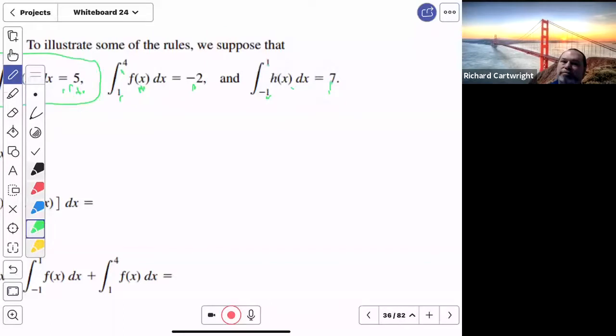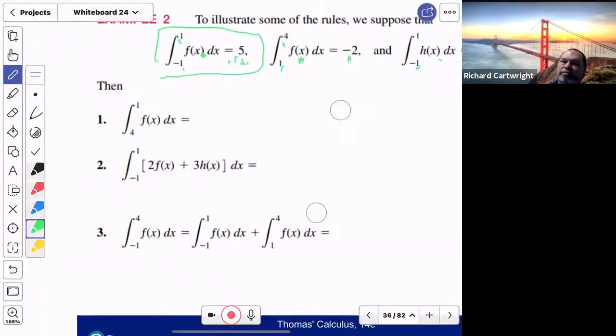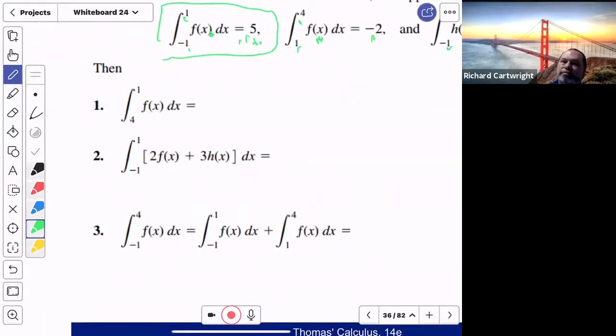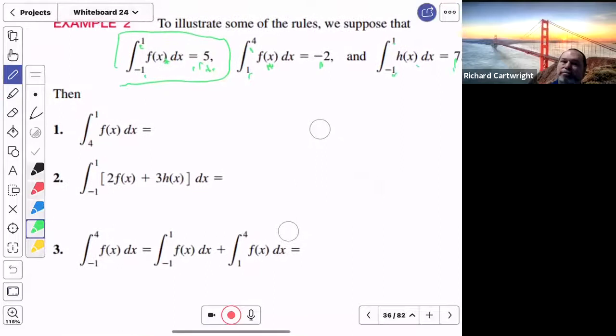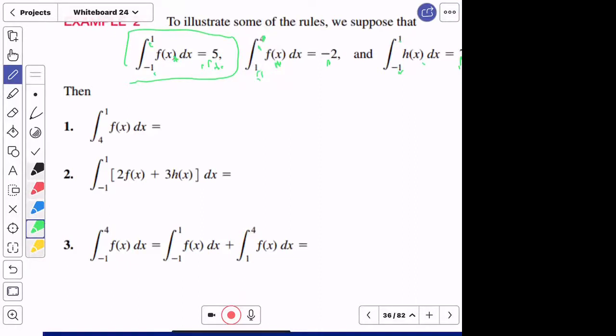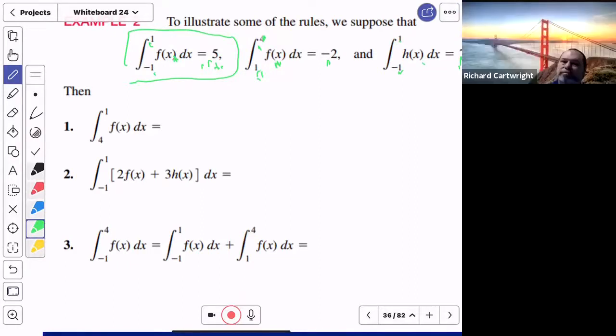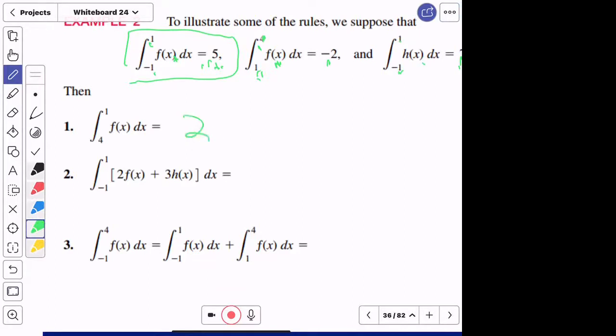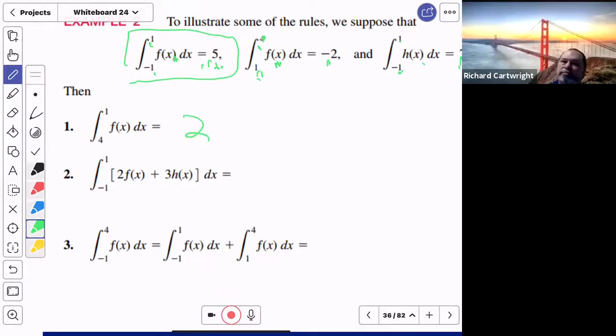So using those rules, how would I do the integral from 4 to 1 of f? That's 1 to 4. So what's 4 to 1? Say it again? Would it be 2? It would be 2. Exactly. Nice.